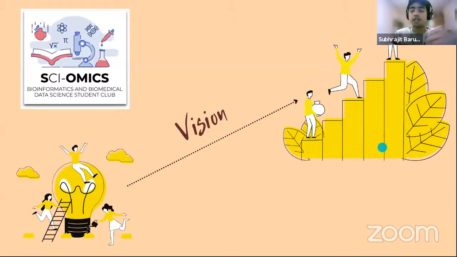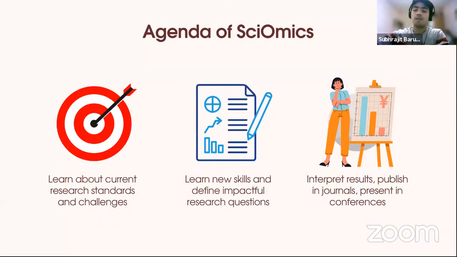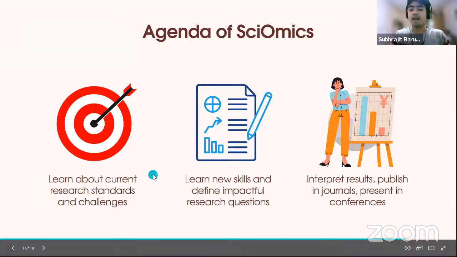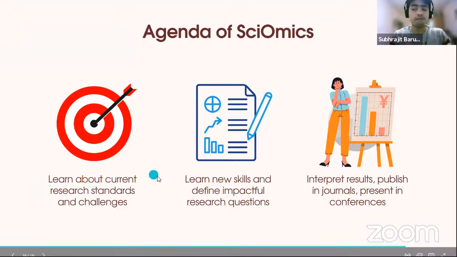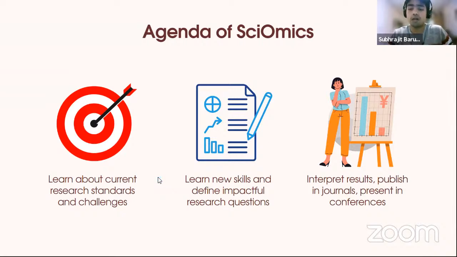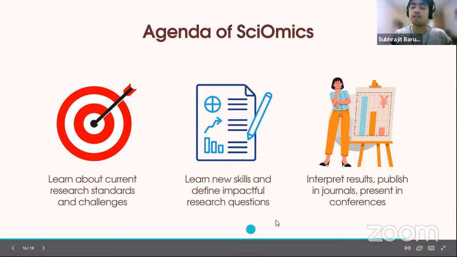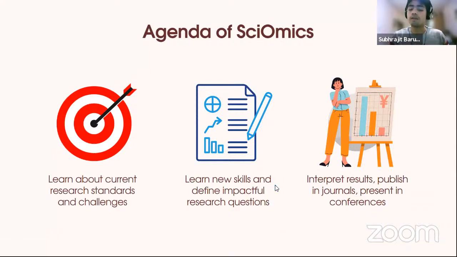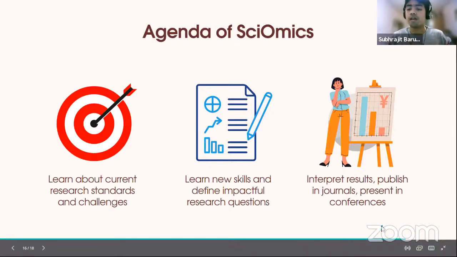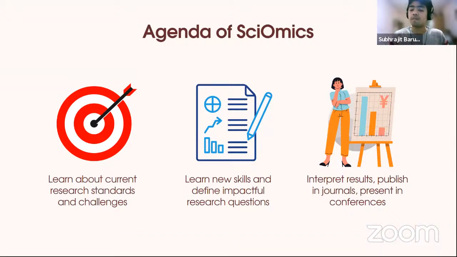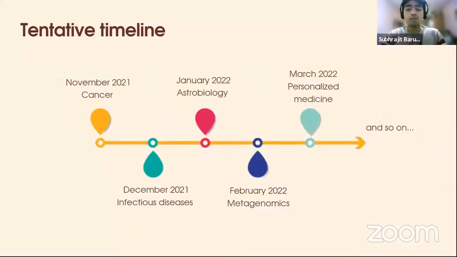So in a nutshell, the agenda of Cyomics looks like this. We would help you to learn about the current research standards and challenges present out there in various domains of interest. We would also provide access to various new skills, and our mentors would help you define impactful research questions. And finally, our community would also help you to interpret results, publish in various journals, or present at some great conferences. How do we aim to provide you the information?